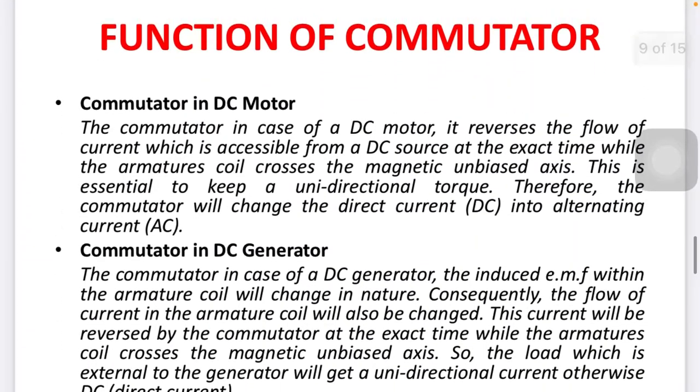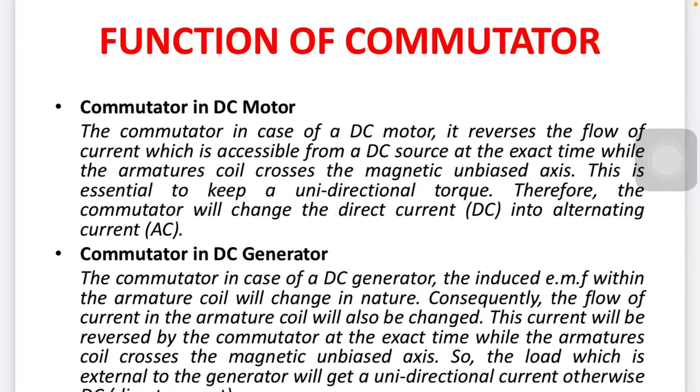Now the function of the commutator in the case of a motor is different, and in a generator it is different. The commutator in a DC motor reverses the flow of current from the DC source at the exact point while the armature coil is crossing the magnetic neutral axis. This is essential to keep the unidirectional torque. Therefore the commutator changes the DC current into alternating current. So the function of the commutator in the case of a motor is a converting purpose.